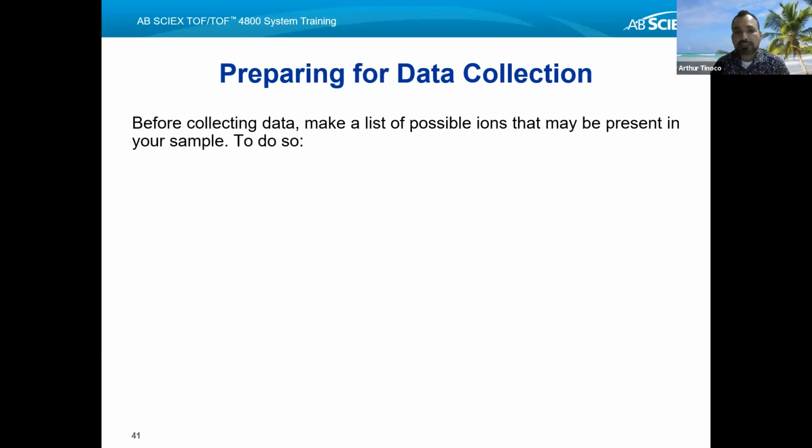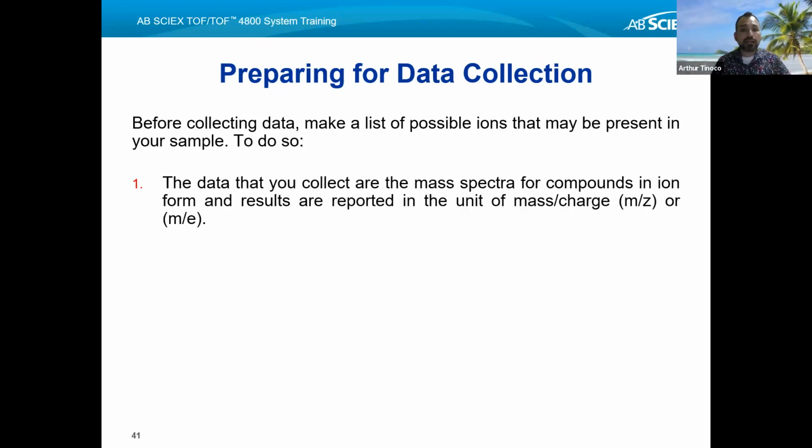All right, so the whole process of preparing for data collection. Before collecting data, it's very important to make a list of possible ions that may be present in your sample. To do so, we have to think about the composition of our sample, but very importantly, what's going to make it charged, either positive or negative. The data that you collect are mass spectra for compounds in ion form, and results are reported in units of mass by charge. Keep that in mind. That's actually very important.